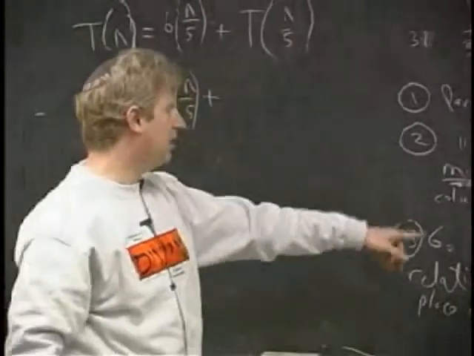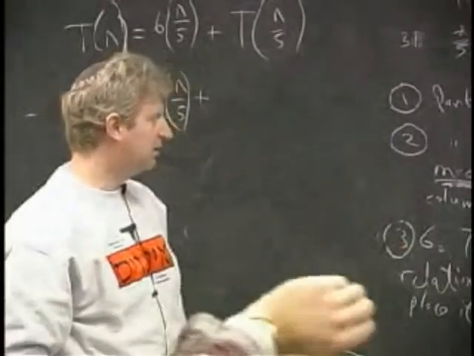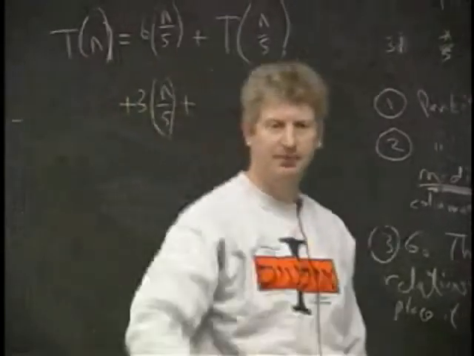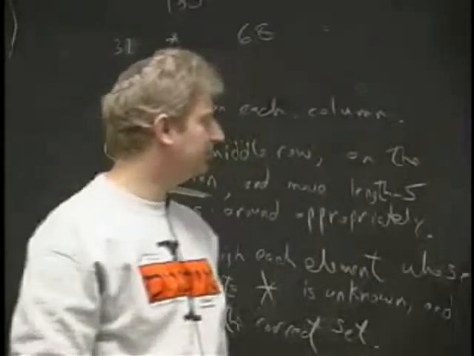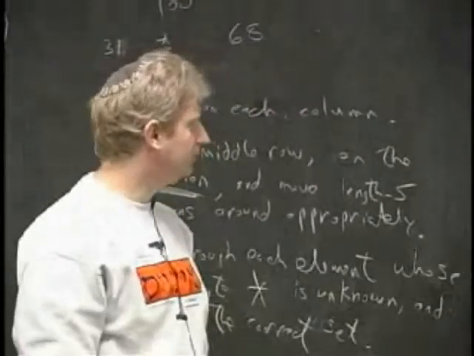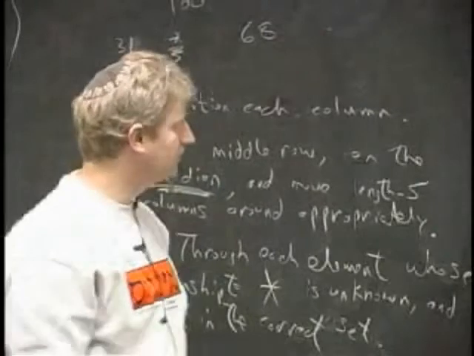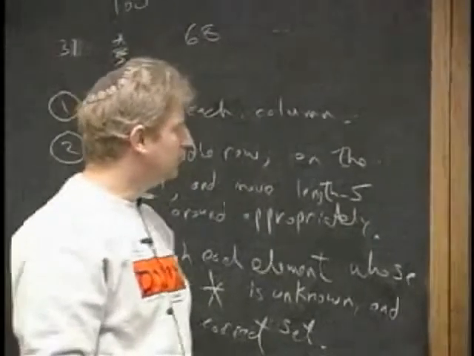Step 3. Go through each element whose relationship to star is unknown and place it in the correct set. Yeah, Mike? Quick question. How come it wouldn't be n over 10? Because it seems like you wouldn't swap them all twice. You're only going to swap.